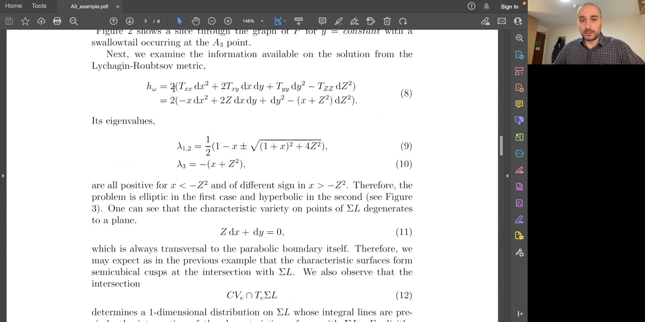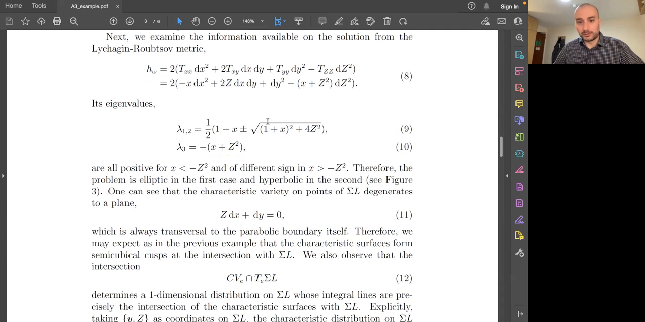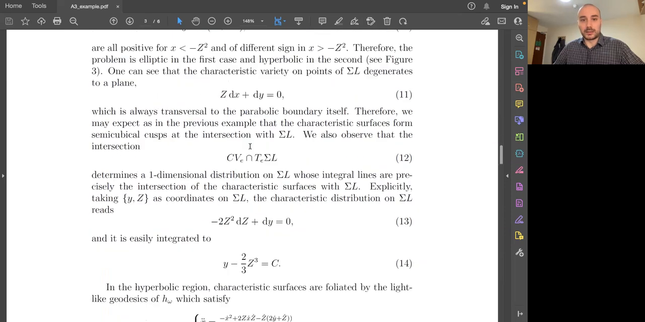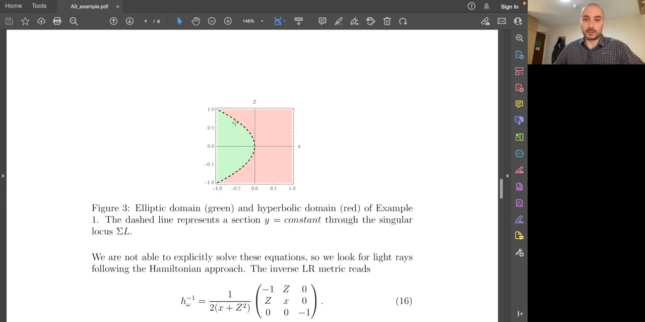We are able to compute, as always, the Lorentzian metric on L, which now looks slightly more complicated, but only slightly. We are able to compute explicitly the eigenvalues, of course. And from these eigenvalues, we see that the signature of the metric is going to be (3,0) in the green region and (1,2) in the red region. So the red region is the hyperbolic region, while the green region is the elliptic one.